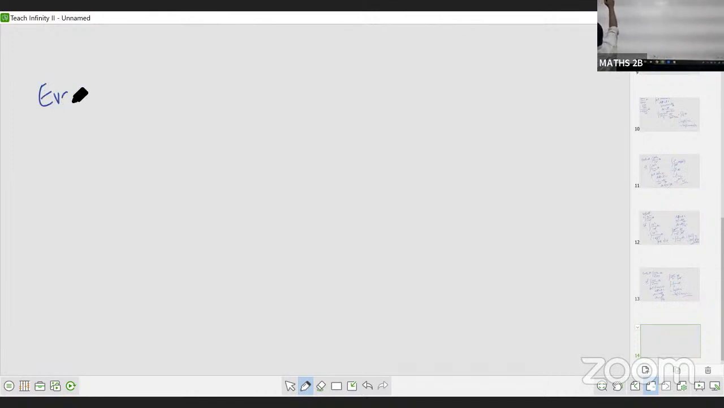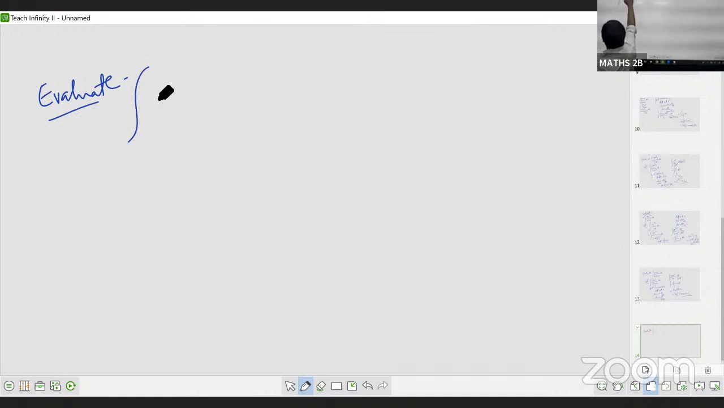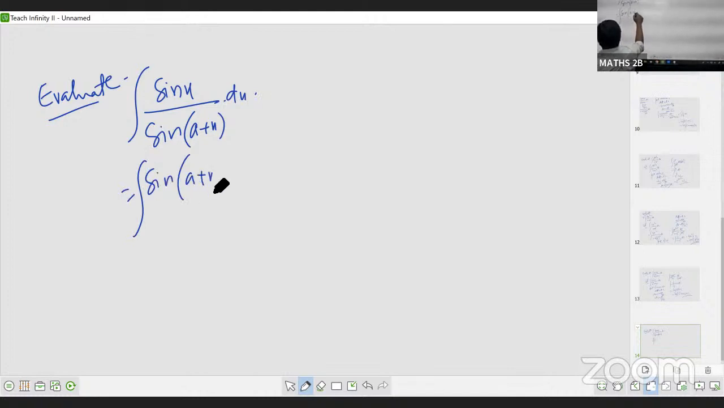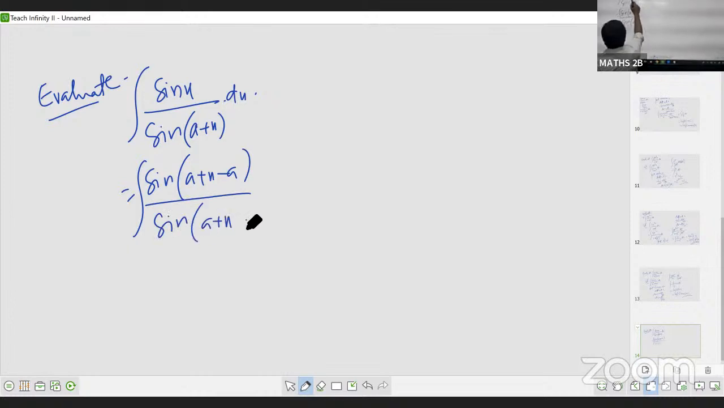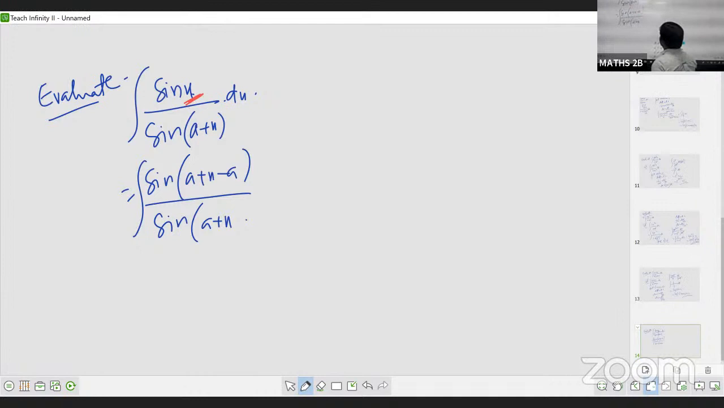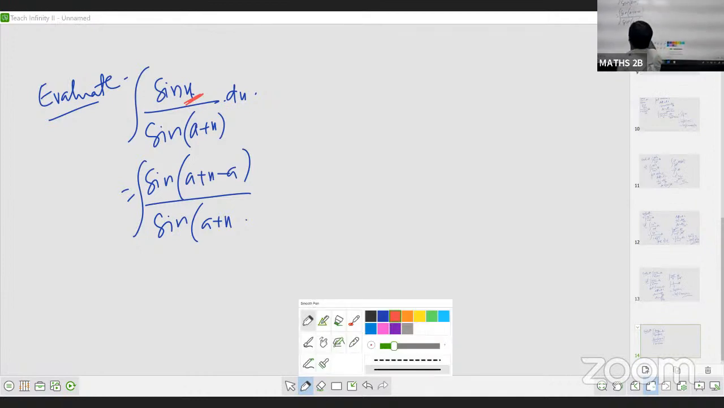Now evaluate the integration of sin x by sin of a plus x dx. You add and subtract a inside the sine for this x. Inside the sine for this x, you add and subtract a, correct?